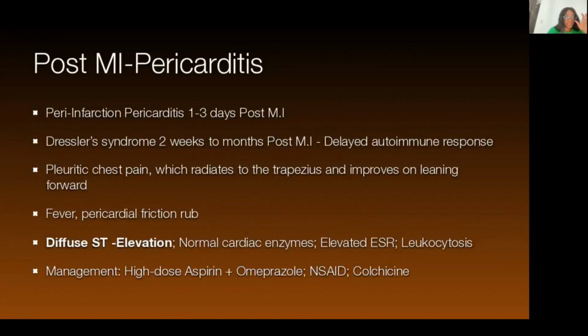Management for pericarditis is high-dose aspirin and NSAIDs. Now, aspirin and NSAIDs are very irritant to the stomach, to the stomach lining. So you want to protect them with a proton pump inhibitor, and you also have to give that with omeprazole, okay? Colchicine is also used in the treatment of pericarditis as well.